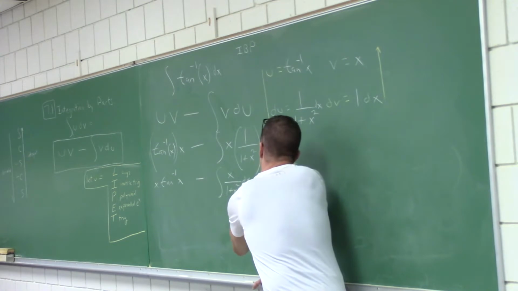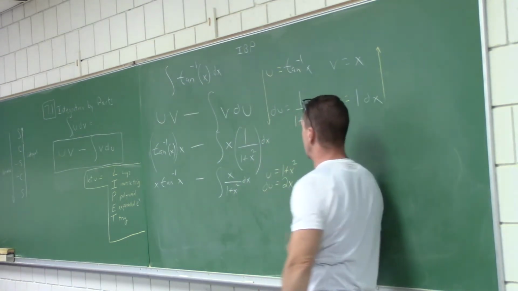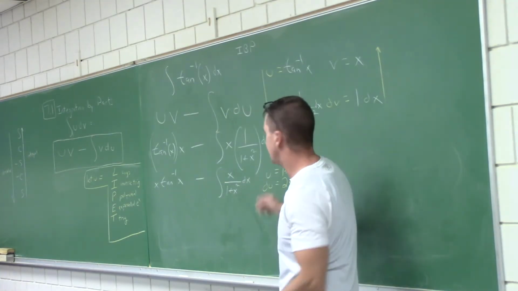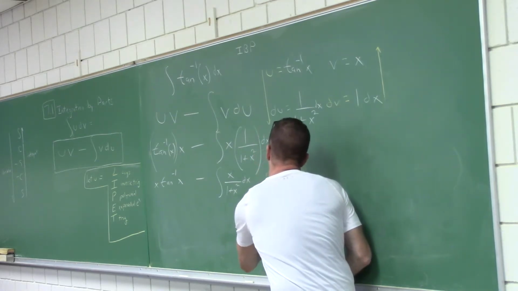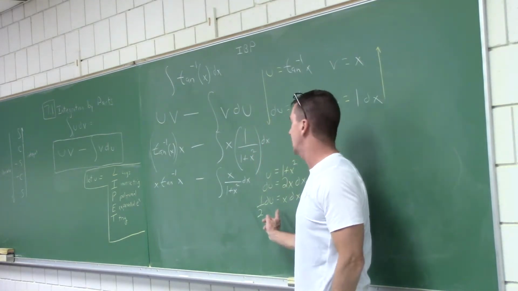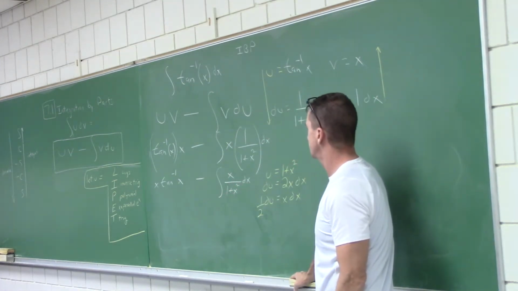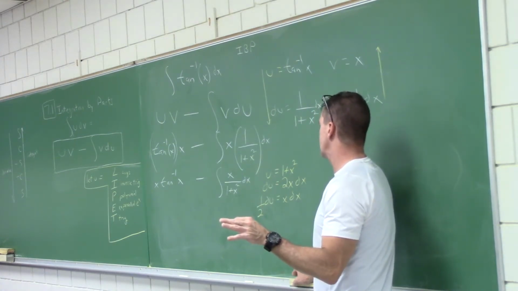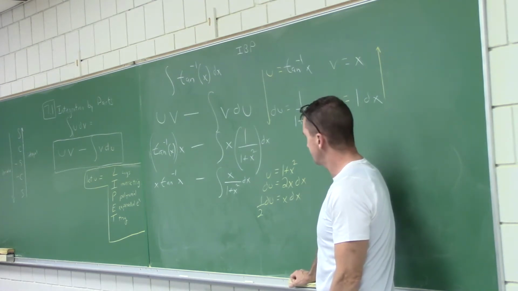What's du? 2x dx. And when a 2 popped up, what I'm going to do is divide by 2. I get 1/2 du equals x dx. So I'm doing this so I can knock out the x dx. Andrew, super job because you're 3 steps ahead of us. You're seeing in the end where this is going.